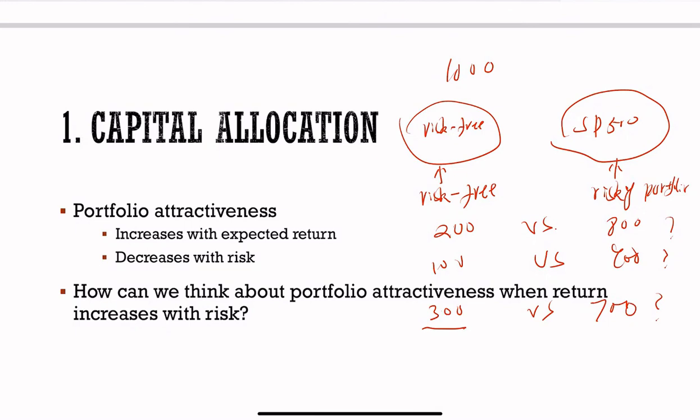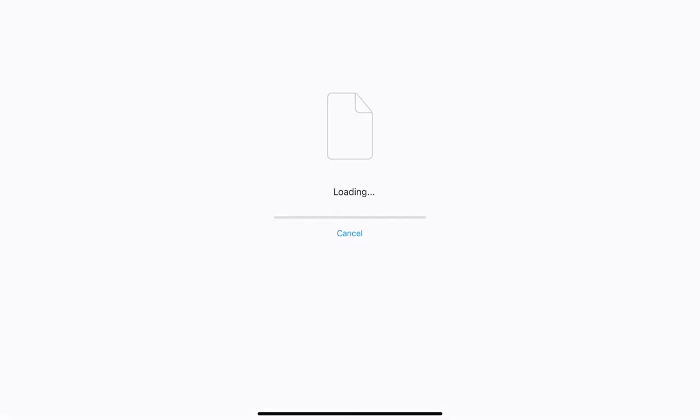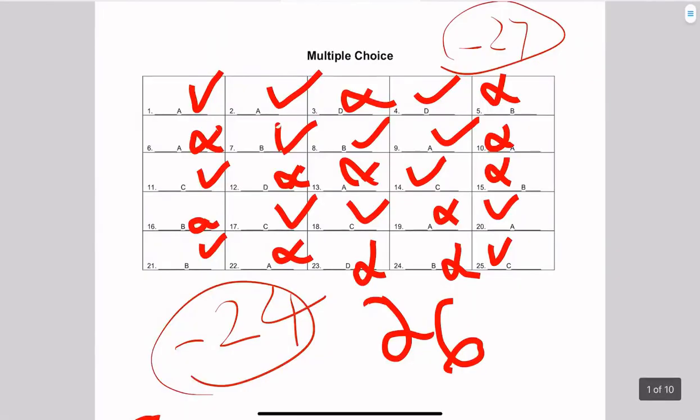The result is like this. This really depends on your risk preference. If you're more aggressive in taking risk, then maybe you should choose this. If you're more conservative in taking risk, then maybe you should choose this. Okay, that's the gist of this first section.